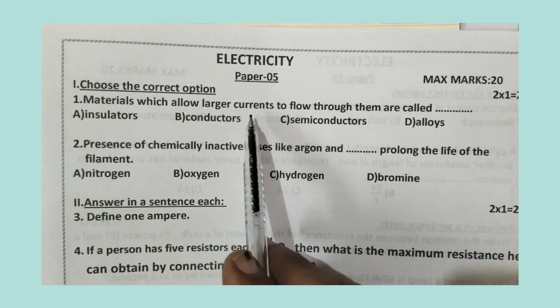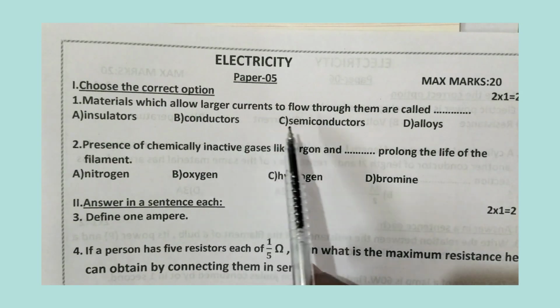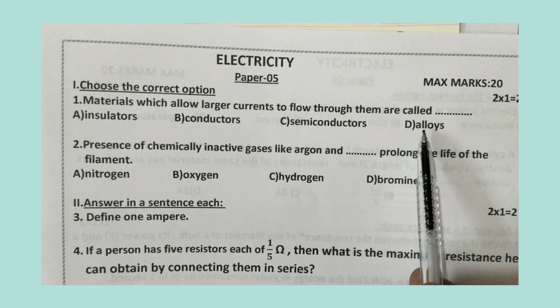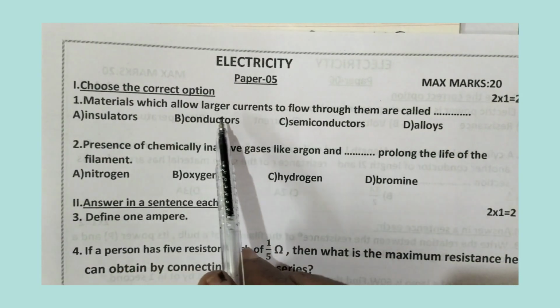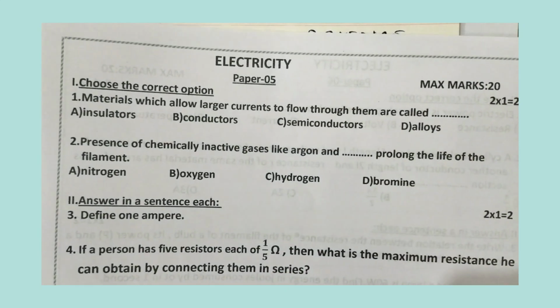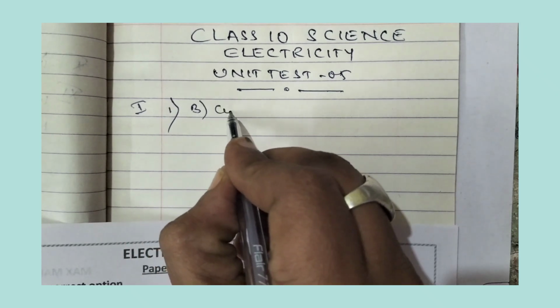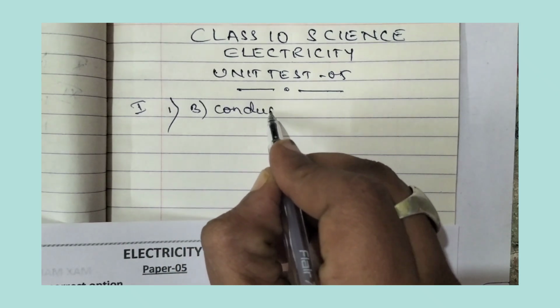Materials which allow larger currents to flow through them are called insulators, conductors, semiconductors or alloys. So materials which allow larger currents to flow through them are called conductors. Option B, conductors.